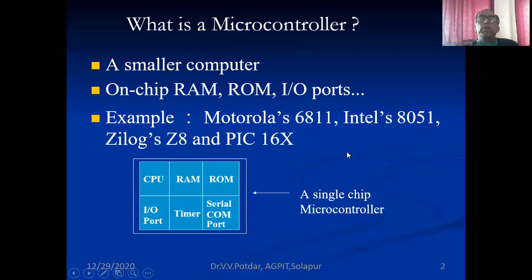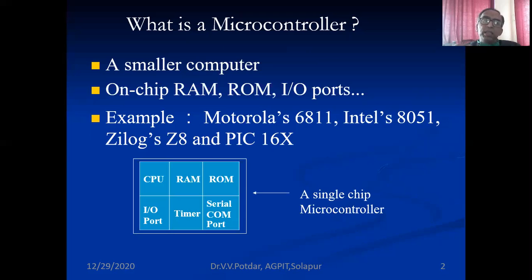So what is a microcontroller, friends? It's a small computer. On a microcontroller chip, we have RAM, ROM, and input-output ports, etc. Some examples of microcontroller series: Motorola's 6811, Intel's 8051, which we'll be studying a bit in detail, then Zilog's Z8 and PIC, that is PIC 16X. So various manufacturers have different microcontrollers being produced and used by the industry.